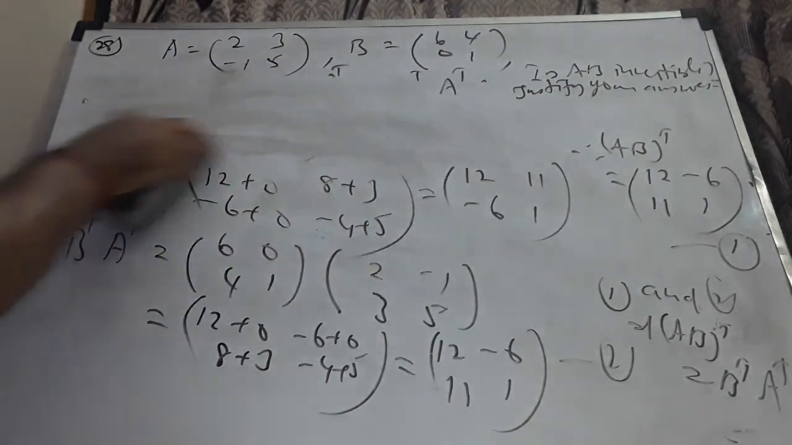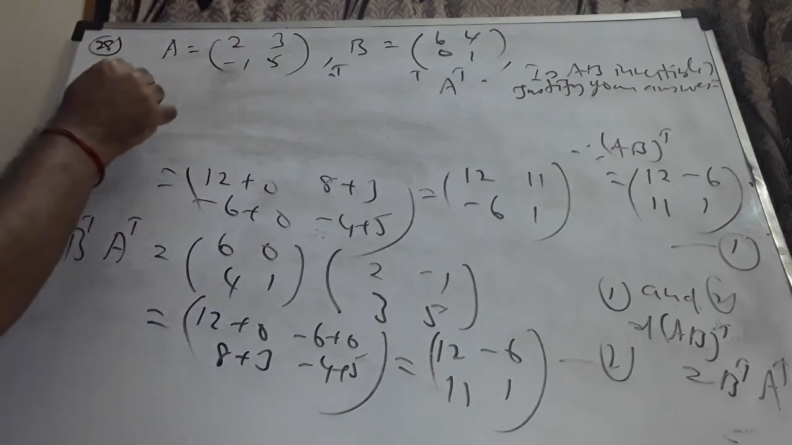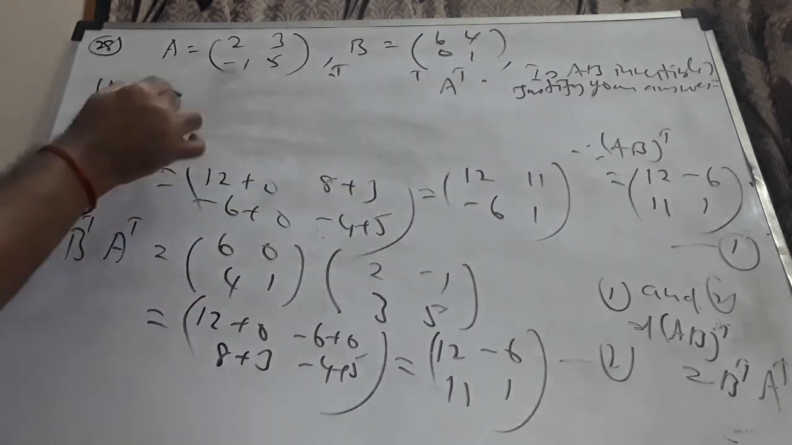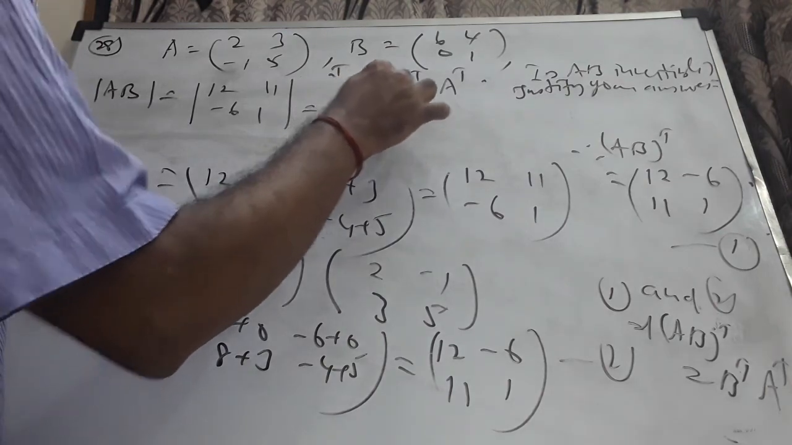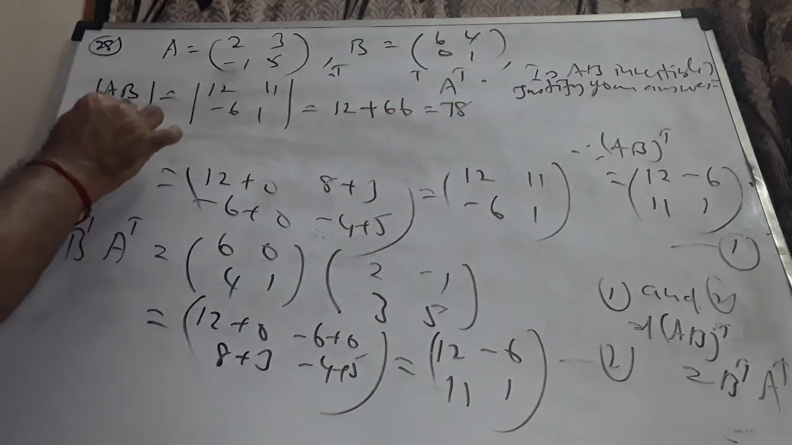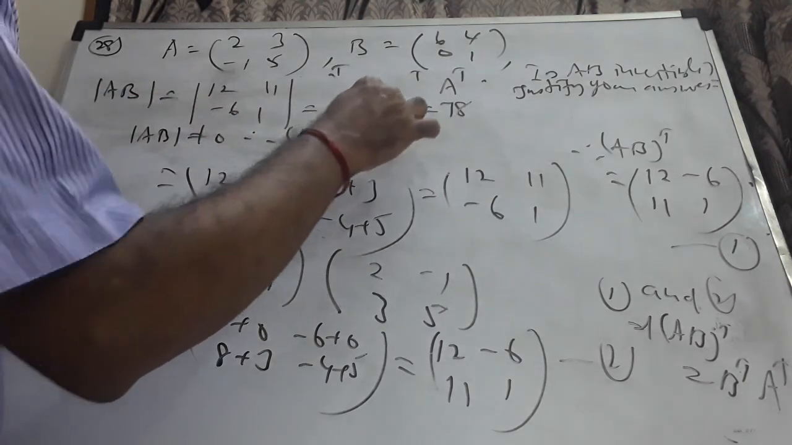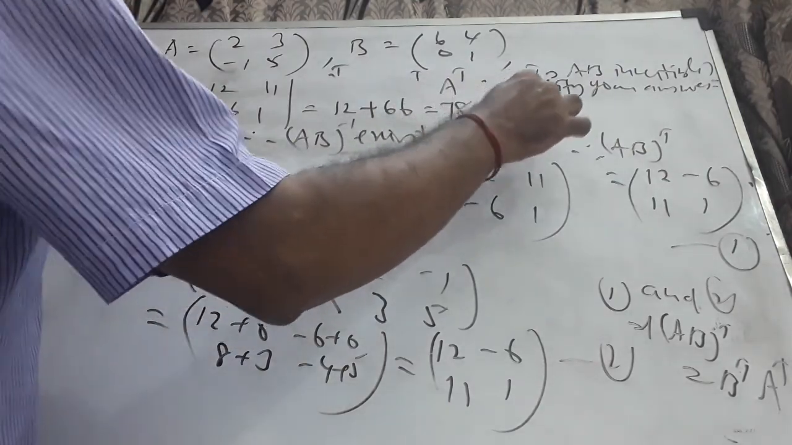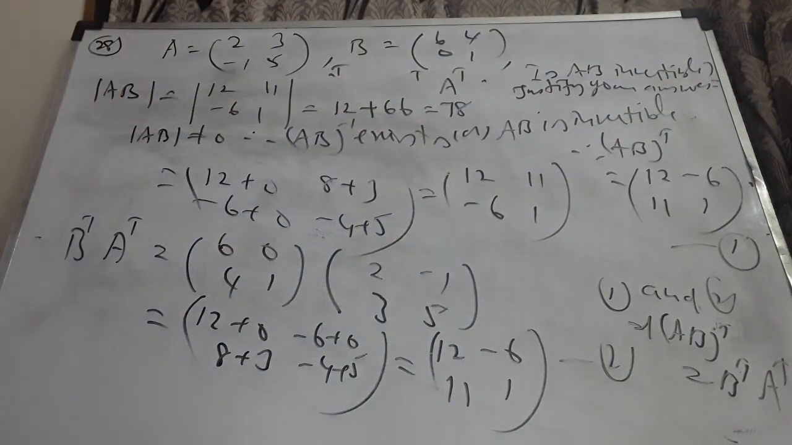When do we say that an inverse is possible for a square matrix? Now think about determinant AB. AB is here 12, 11, minus 6, 1, which gives 12 plus 66, which is 78. Then determinant AB is not equal to 0. Therefore, AB inverse exists, or I can write AB is invertible. A square matrix is invertible only when its determinant value is not equal to 0, or it should be non-singular. There is no inverse for any singular matrix.